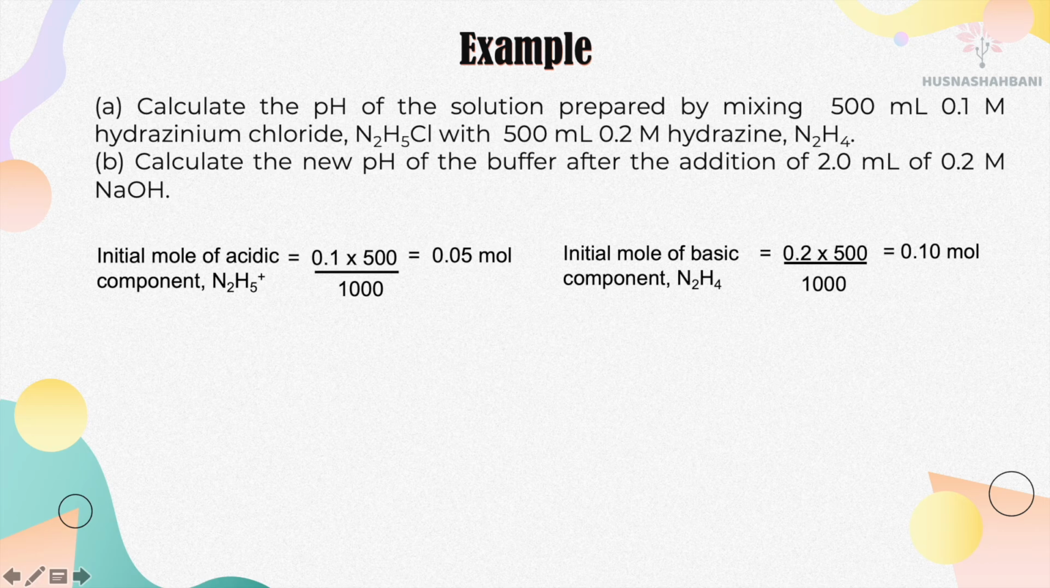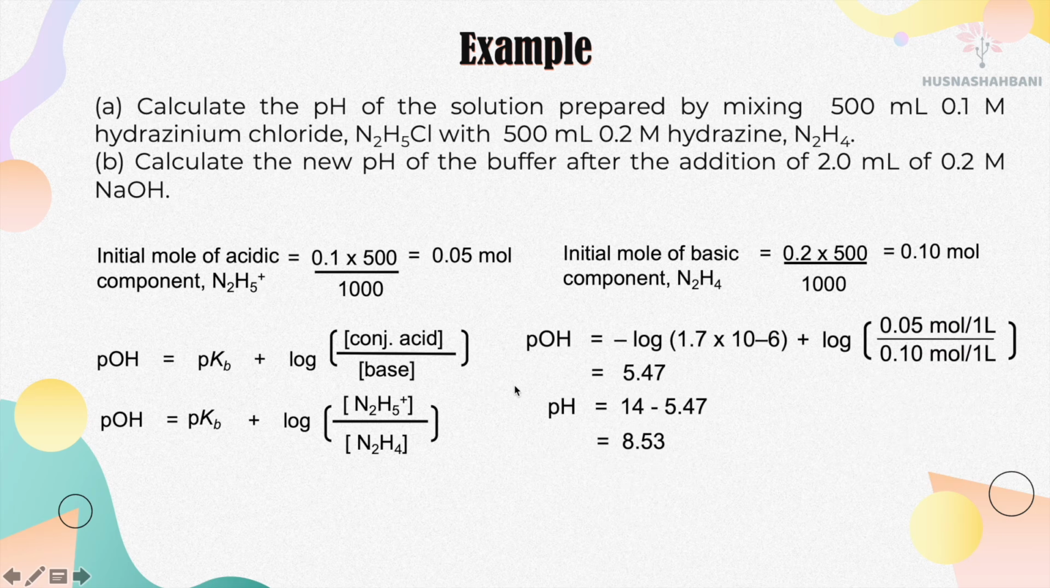Now, we have the volume and molarity. So for the initial mole, you need to find out the number of moles of this first, because you don't know the molarity of the total. This is the molarity for 500 ml. If it is a buffer solution, you mix those two. If you mix those two, it's not 500 ml anymore. So you cannot take this 0.1 molar to substitute here.